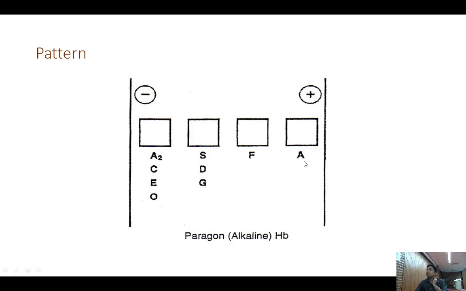See the pattern for hemoglobin. So this is hemoglobin A, the adult hemoglobin, then F, S which is important, A2, then E, C. Like this it will separate, and depending on the bands present in the sample, you can determine whether there is any abnormal or unusual hemoglobin variant present in the body or not.